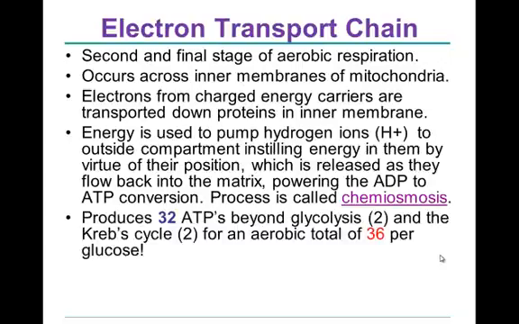So 32 more ATP are produced beyond the 2 from glycolysis and the 2 from Krebs cycle. And so in the aerobic pathway, there's a total of 36 ATPs produced per glucose. And that is a lot.